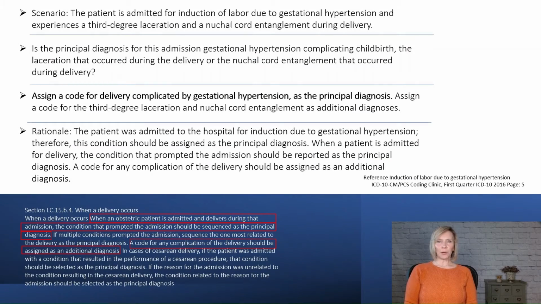In this example from Coding Clinic, the patient is admitted for induction of labor due to gestational hypertension and experiences a third-degree laceration and a nuchal cord entanglement during delivery. In this scenario, the patient's admission to the hospital was necessitated by the need to induce labor due to gestational hypertension. Therefore, this condition should be assigned as the principal diagnosis because, as the guideline tells us, when a patient is admitted for delivery, the condition that prompted the admission should be reported as the principal diagnosis. A code for any complication of the delivery should be assigned as an additional diagnosis.